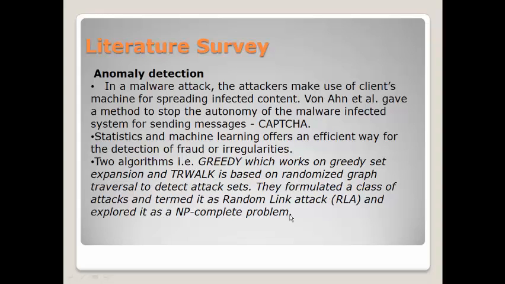Now, how do we detect these anomalies in a network? We have different types of anomalies, like phishing attacks, spam and malware. Malware attacks can be stopped by using CAPTCHA, given by Von Ahn. He gave a phenomenal technique to stop malware by introducing the concept of CAPTCHA. CAPTCHA is an image having certain digits on it, so only humans can read those digits and go further.